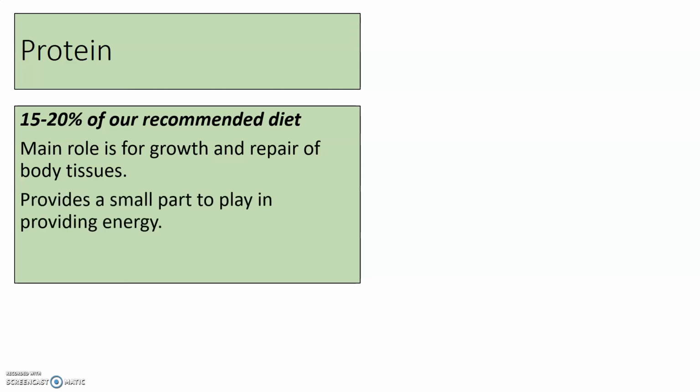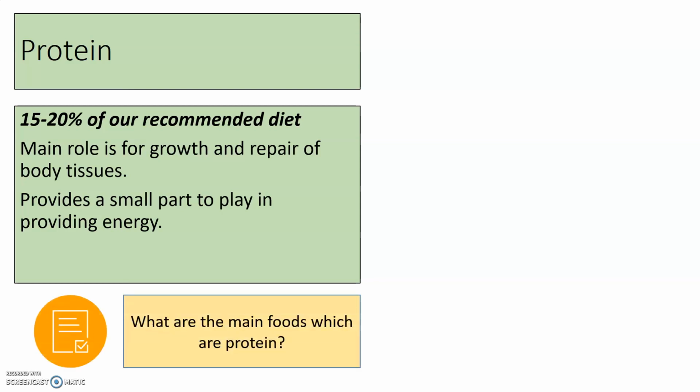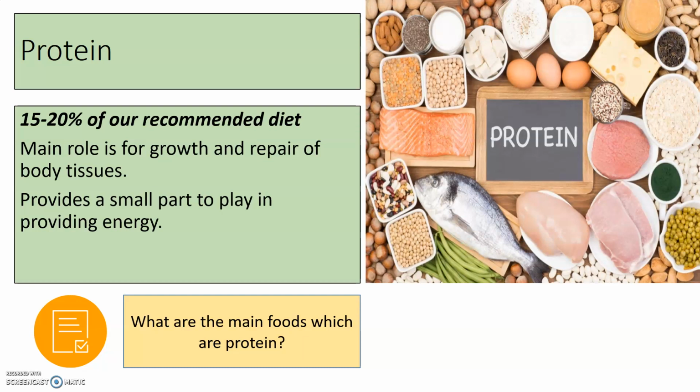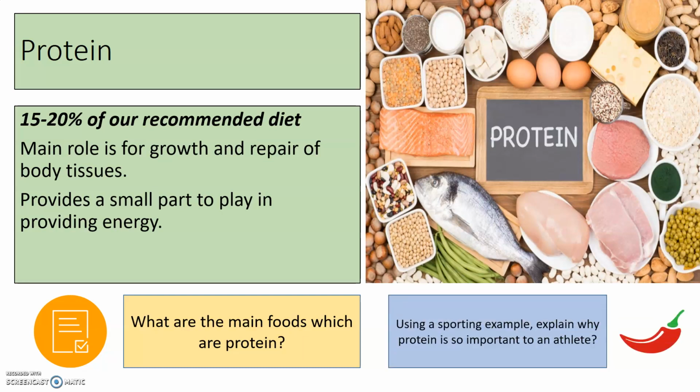And ultimately, it also provides a source of energy. So again, pause the video here. Can you think of different main food types which might be to do with protein? Ultimately, you should have come up with examples like fish, eggs, cheese. These are all key examples. You get different sorts of beans, for example, which will be examples of protein.